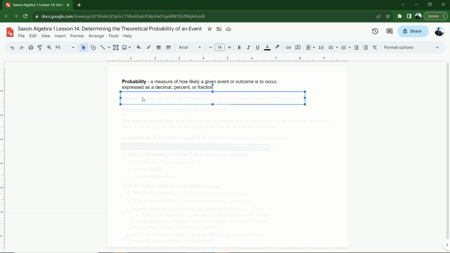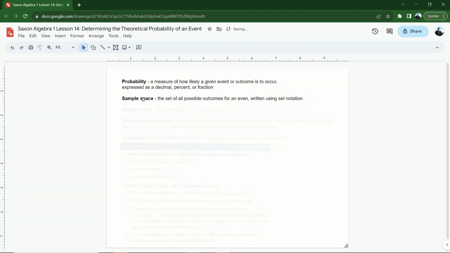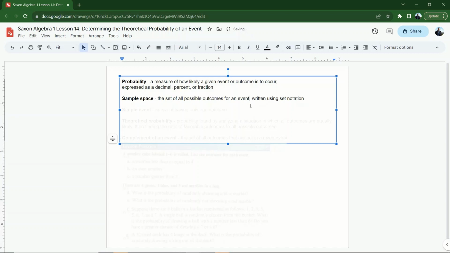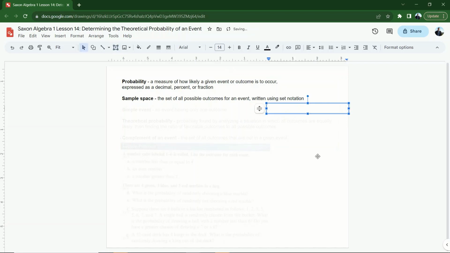Now, when I just described that event, notice that I said that there were possible outcomes for an event. So the set of all possible outcomes for an event is known as the sample space, and we usually write it out using set notation. So if I was to list the sample space for flipping a coin, it would be squiggly bracket, heads, comma, tails. This is the sample space for flipping a coin, the possible outcomes of that event.